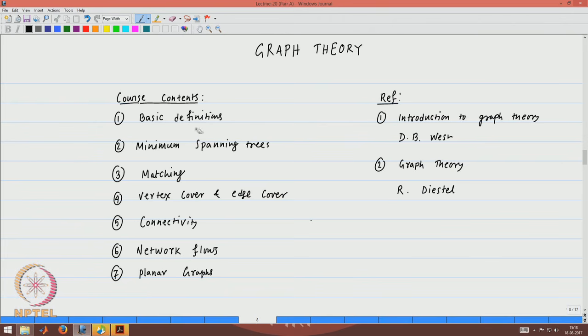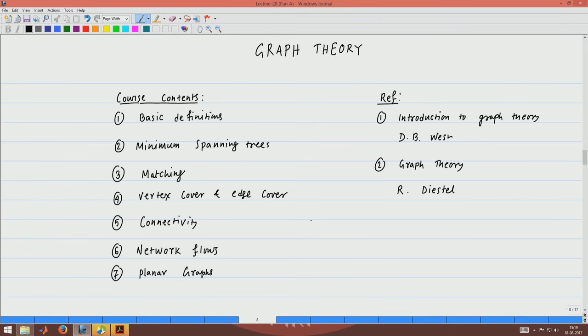This course, graph theory, is divided into 7 modules, and in the first module we will talk about basic definitions. These basic definitions will include Eulerian graph, Hamiltonian graph, bipartite graph, complete graph, trees and many more.